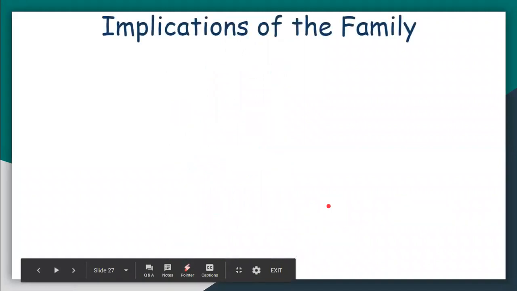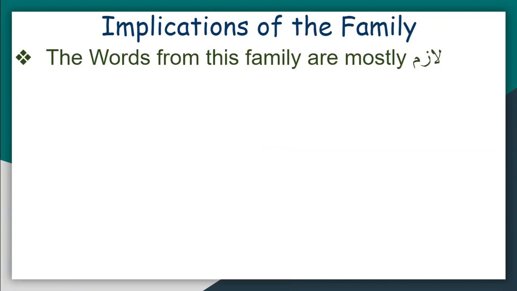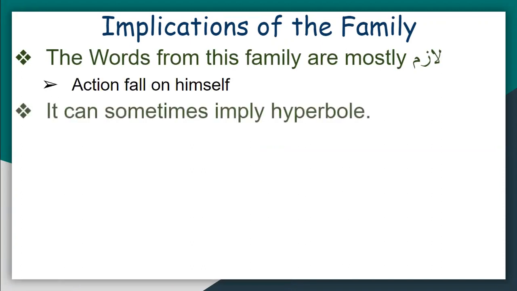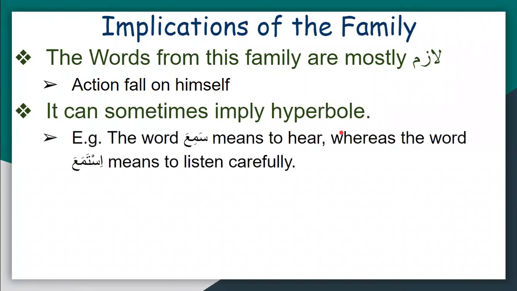Okay, implication of this family. The word from most familiar is lazim, action following itself. Okay, nothing important. Sometimes it causes hyperbole. You know what hyperbolizing something is, right? Like samia, I told you this example. Samia means to hear, right? Samia means to listen. But if you put this samia, sin, mim and ain in this family, istama'a, it means to listen but carefully. So it is hyperbolizing the meaning of samia.